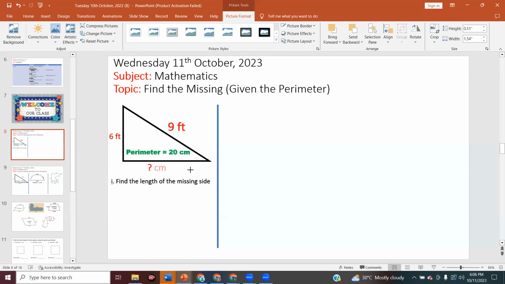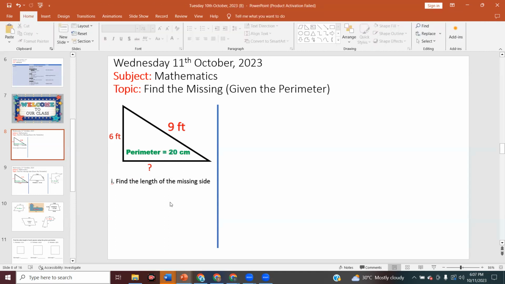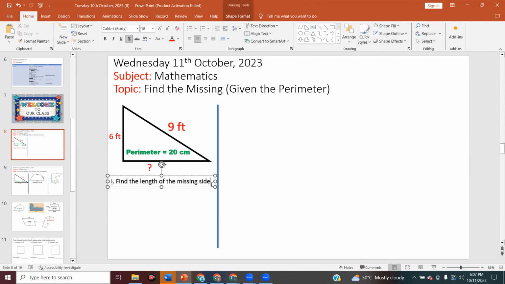Okay. So I haven't explained it yet, but if you think that you know how to do it, or if you just want to give a guess, put your answer inside the chat. How do you think we're going to find the missing side? What do you think is going to be the length of the missing side? Please put your answer inside the chat.